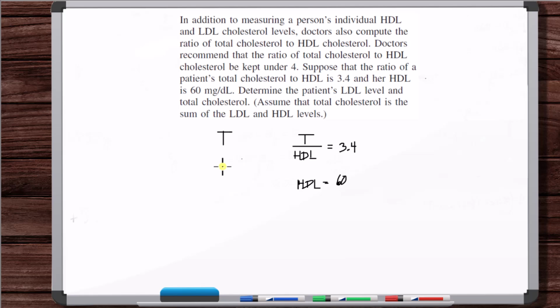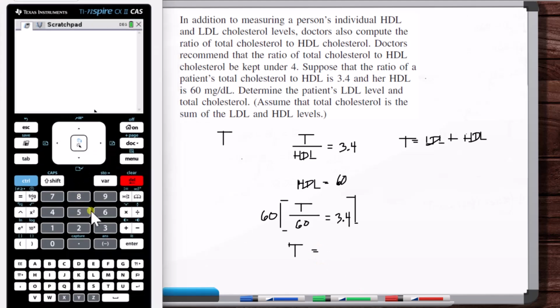So we can solve, and then it tells us here also that the total cholesterol is the sum of LDL and HDL levels. T is equal to LDL plus HDL. So this is easy, right? T divided by, just put 60. Okay, now we want to solve for T. Let's multiply both sides by 60, the entire equation by 60. So you get T is equal to 3.4 times 60, 204.